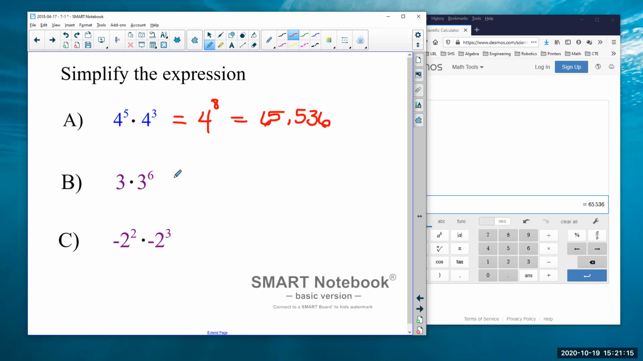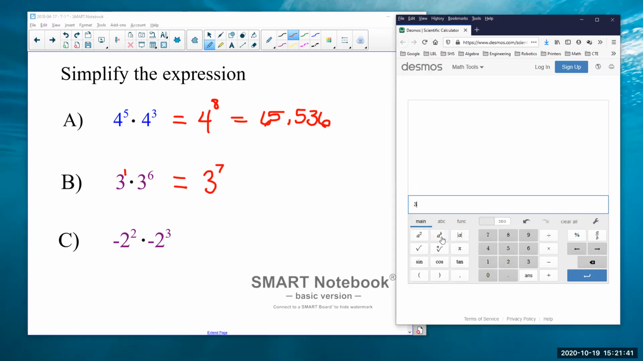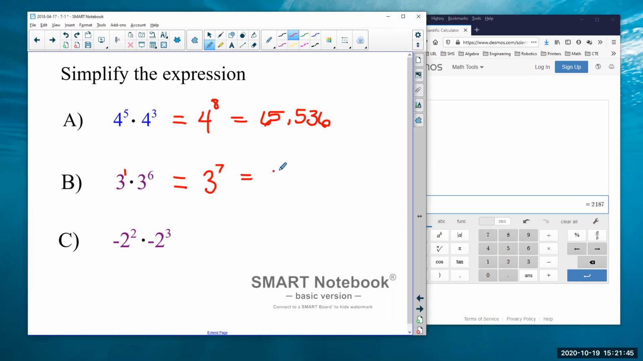All right. The second one, this is 3 times 3 to the 6th. We can think of that as 3 to the 1st power. And so we can apply our little rule here, our product of powers. When we have the same base, we can add those exponents. 1 plus 6 gives me 7. So this is 3 to the 7th power. And 3 to the 7th power is going to be 2,187.